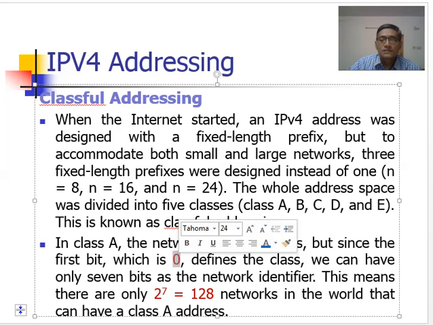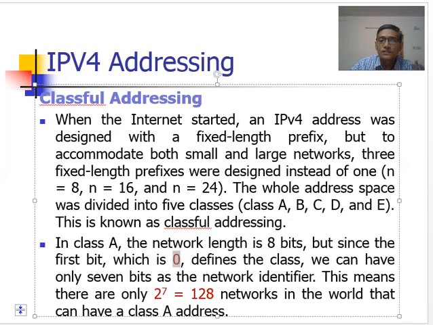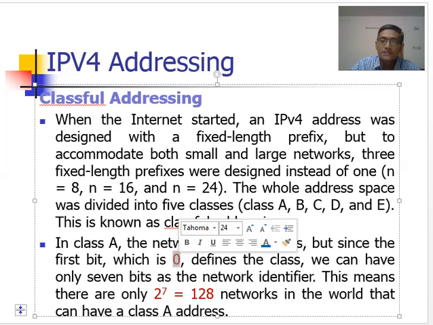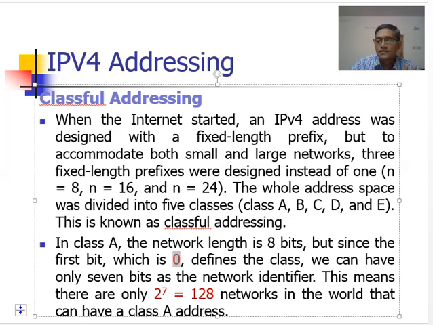So here it is, the remaining 7 bits. There are 7 bits we will be using for the network identifier. So totally how many networks are possible in class A is 2 power 7, which is equal to 128 networks. Remember that even though there are 8 bits in the network part, the first bit, that is the MSB, most significant bit, is used for identifying the class, which is 0. So the remaining 7 bits are used for forming the network. So that is 2 power 7, which is equal to 128.